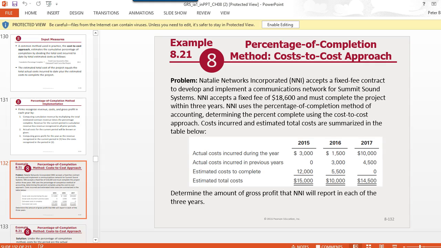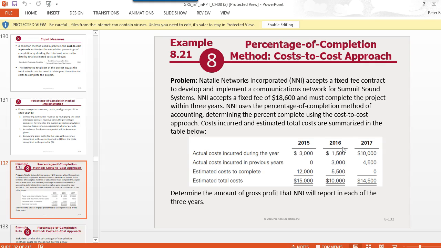So in this problem, NNI accepts a fixed fee contract to develop and implement a communications network. The fee is for $18,600, so that's our contract price. It must complete the project within 3 years, 2015, 16, and 17. NNI uses the percentage of completion method of accounting, determining the percentage completion using the cost-to-cost approach.